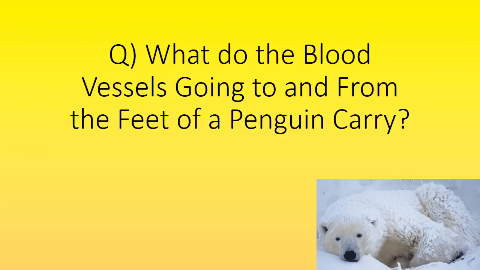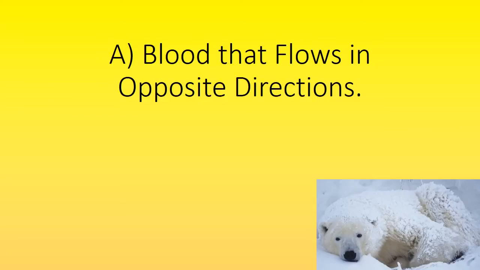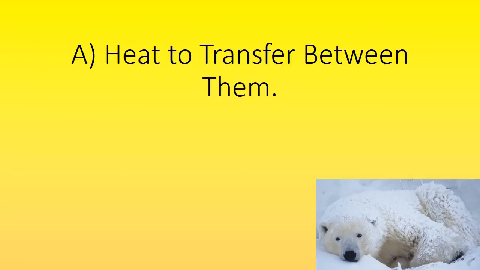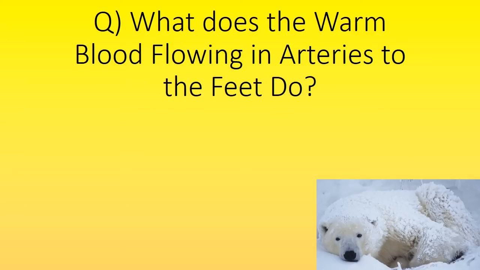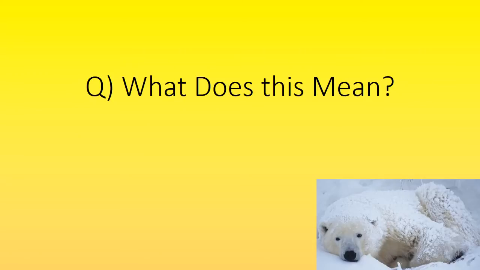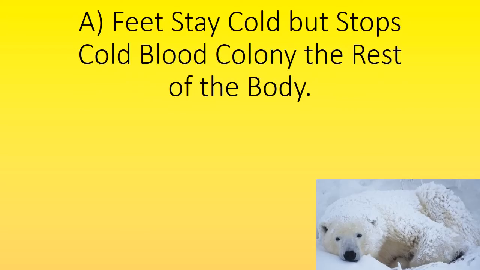What do the blood vessels going to and from the feet of a penguin carry? Blood that flows in opposite directions. What do the vessels that pass close to each other allow? Heat to transfer between them. What does the warm blood flowing in arteries to the feet do? It heats cold blood returning to the heart in the veins. What does this mean? The feet stay cold, but it stops cold blood cooling the rest of the body.